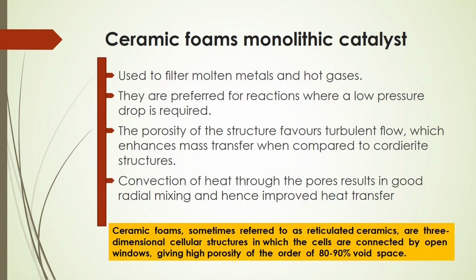And in this case, the ceramic foam monolith is another type of monolithic catalyst. How do we prepare it? It is generally used to filter molten metals and hot gases, and is preferred for reactions where a low pressure drop is required. The porosity of the structure favors turbulent flow, which enhances mass transfer compared to cordierite structures. Convection of heat through the pores results in good radial mixing and hence improved heat transfer.